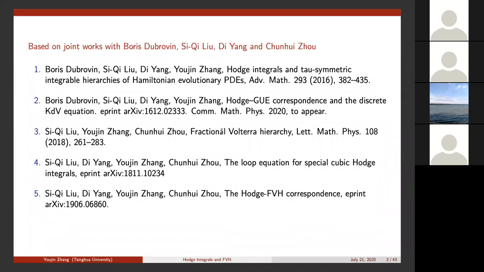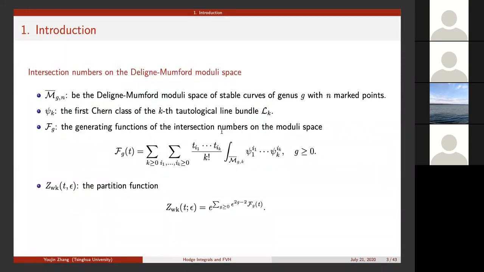So let me explain what this integrable hierarchy is that we are considering and what the Hodge integrals are. We start from the well-known relation given by conjecture by Witten in the early 1990s of the last century, which connects the intersection numbers on the moduli space of stable curves and the integrable hierarchy, the KdV hierarchy. We consider M_{g,n}, the Deligne-Mumford moduli space of stable curves of genus g with n marked points. On this moduli space, there are some line bundles we call the tautological line bundles, or the cotangent line bundles, which we denote by L_k. For each marked point, there is associated to this moduli space this line bundle L_k. And we denote by psi_k the first Chern class of this line bundle.